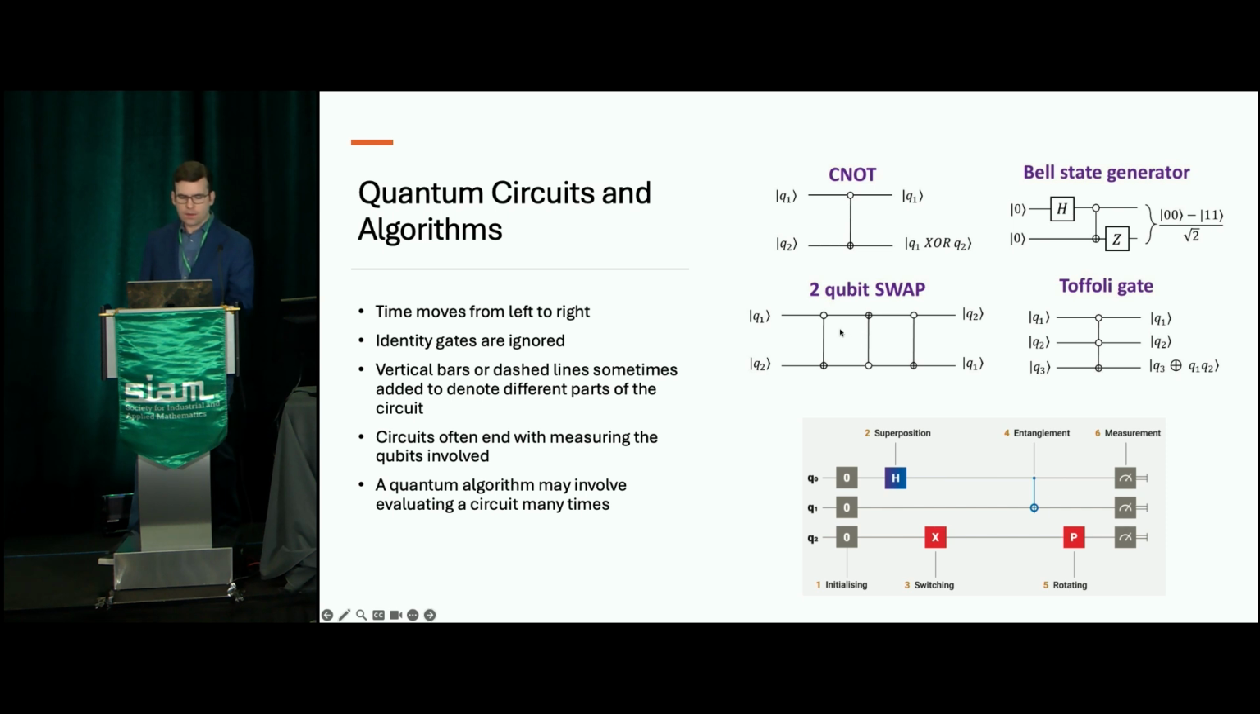Otherwise, the only other note is for the CNOT gate. There's usually this notation where you have a hollow circle for your control qubit, and then a little circle with a plus in it for your target qubit.